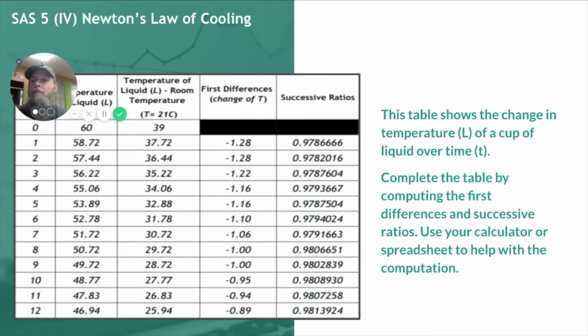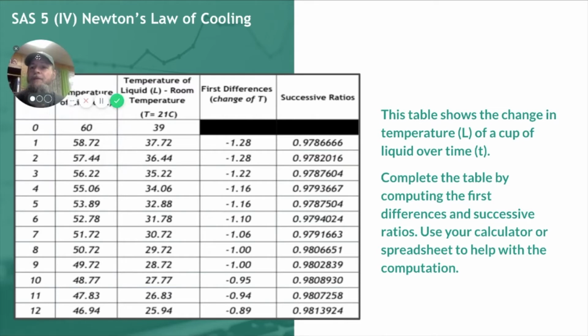Over the course of 12 minutes, we have reduced from 60 to 46.94, or the equivalent of about 17 degrees. So let's look at this a little better. Now, you see the changes in the temperatures are going down, but the successive ratios, the temperature of 1 minute divided by the minute before, is essentially the same throughout the process.